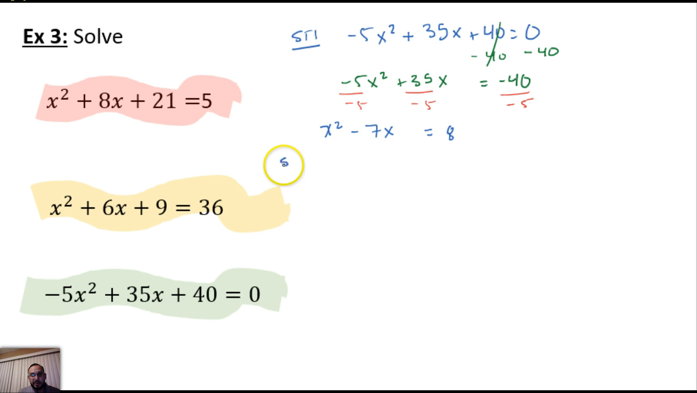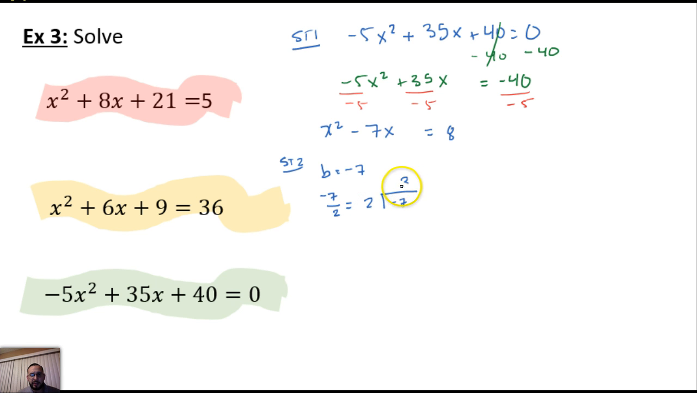Step 2 says to locate my b. My b value is negative 7. I'm going to divide that by 2. You can leave it as a fraction or turn it into a decimal. I like fractions better, but for the sake of this one, let's switch it into a decimal and see how that works out.